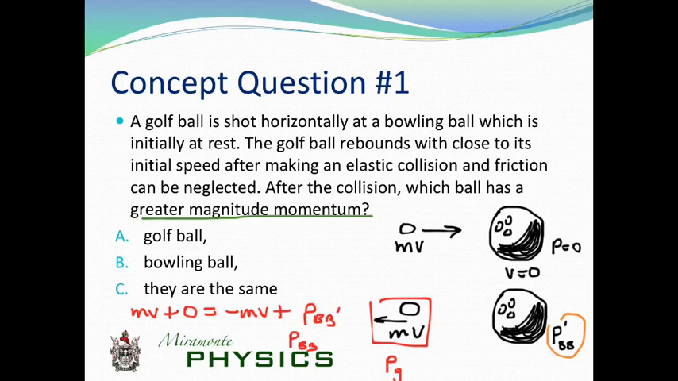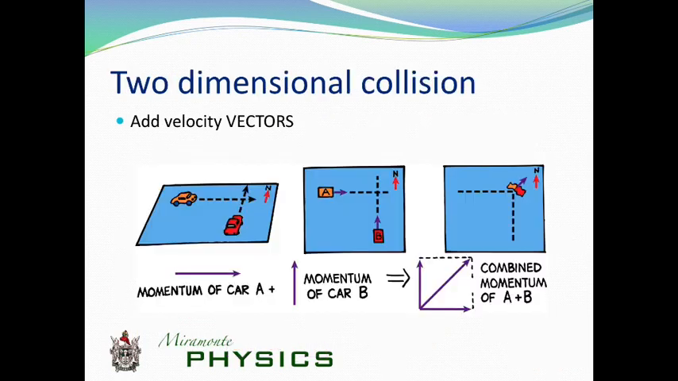Okay, so then we're going to solve for that momentum of the bowling ball. What is it? Well, if we do the math, we're going to get 2mv, because you have the mv over here plus or minus a negative mv. When you move that over, you end up at 2mv. So what is the magnitude of the two different momenta? This one has a momentum of mv. This one has a momentum of 2mv. So which one has a greater magnitude of momentum? It's the bowling ball. Kind of unexpected.